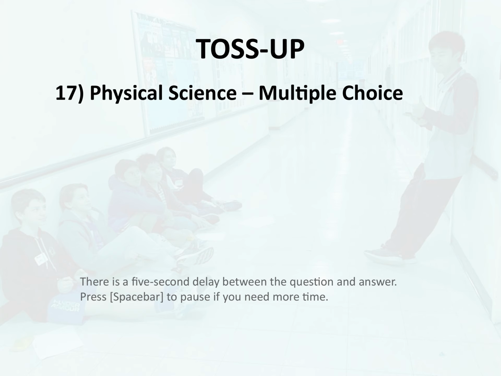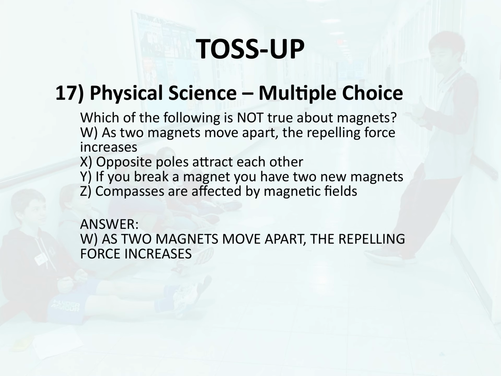Toss-up 17. Physical science, multiple choice. Which of the following is not true about magnets? W. As two magnets move apart, the repelling force increases. X. Opposite poles attract each other. Y. If you break a magnet, you have 2 new magnets. Z. Compasses are affected by magnetic fields. Answer. W. As two magnets move apart, the repelling force increases.